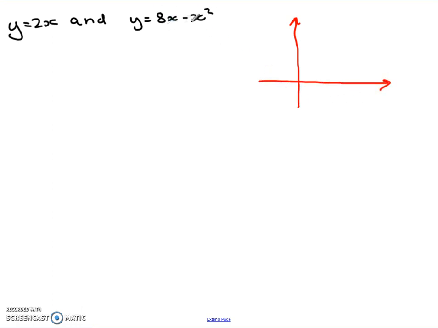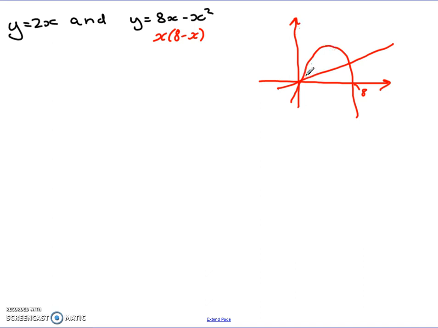Now this curve here, 8x minus x squared, if I factorise out the x, I get 8 minus x there as well. So I've got x and 8 minus x, so I know the roots are at 0 and 8. So it's going to be a curve that looks something like that. There's my 0 and there's my 8 in my scenario there. The second one, y equals 2x, so straight line, gradient of 2 going through the origin. So it's going to look something like that.